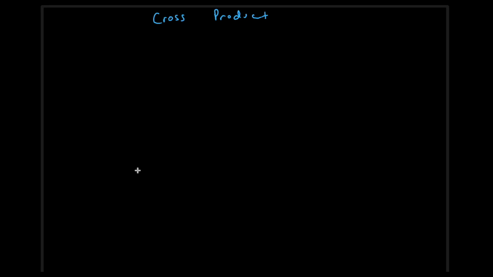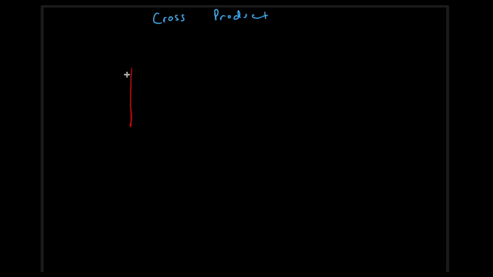Today I'm going to be going over the cross product. So I mentioned this previously, but before we learned the dot product, and now this is just another way to multiply vectors. But it's a bit different. So what is a cross product?